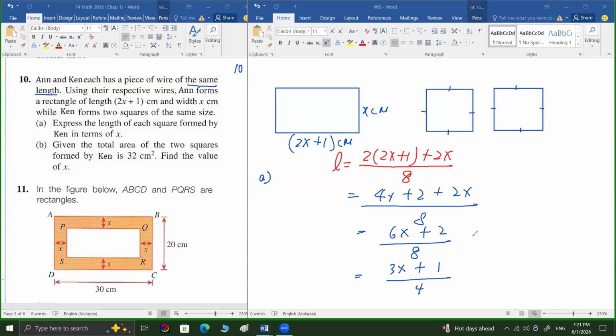Divide by 2, I got 3x plus 1 over 4, right? I can simplify means first I factorize, then I simplify. So now 3x plus 1 over 4. So that means the length of the square is (3x plus 1) over 4. Can you say all of you? So Parvin, I think you forgot to divide by 4, is it? Yeah, okay. I mean, you forgot to divide by 8. I'm sorry. You got what I mean, yeah? Okay, so class, can you follow all of you? Yes or no? Yes, huh?